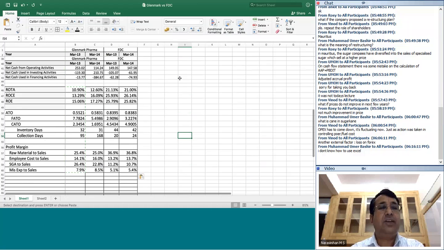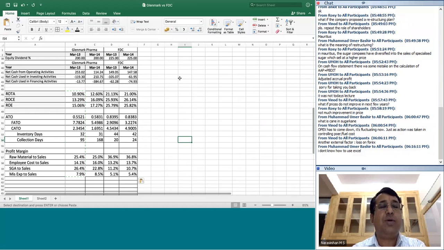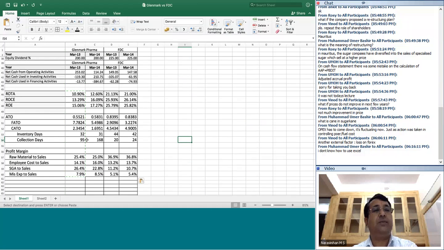Anyway, let's quickly run through this discussion, go back to the chart again, and then discuss that. So Glenmark, if you look into that, they are not doing very well. If you look at the ROCE, it's 10%, 11%, 12.6, whereas FDC is almost double that value. ROE is also pretty good for FDC. It's pretty decent compared to what you see here.